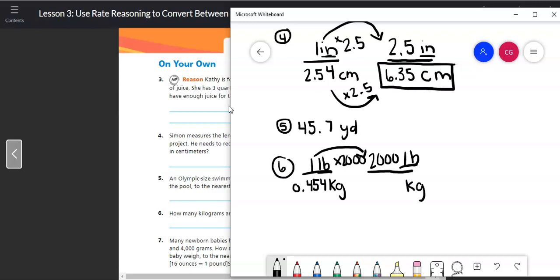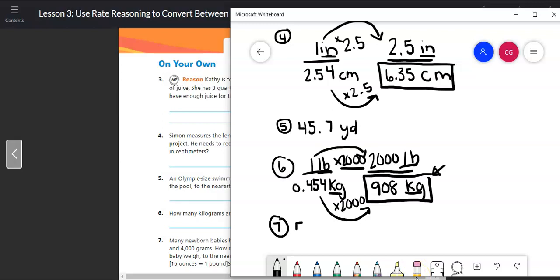And on the bottom here, I have the same label of kilograms, and I'm trying to find out this right here. If I multiply by 2,000 on top, I'm going to multiply by 2,000 on bottom. So 2,000 times 0.454 is 908 kilograms. So the answer is right there. Okay, number 7. You should have got an answer of 5.5 pounds. Let's take a look at number 8.